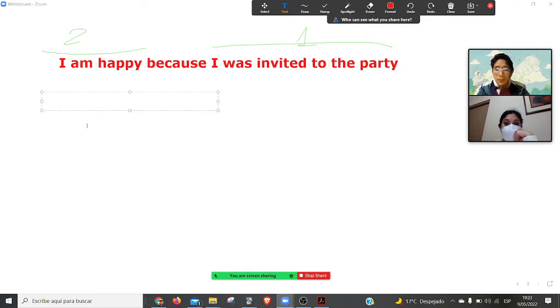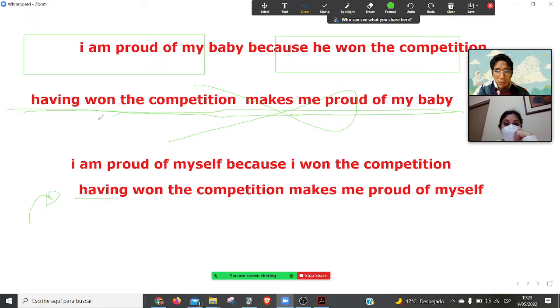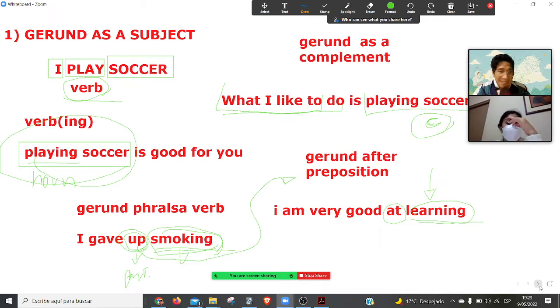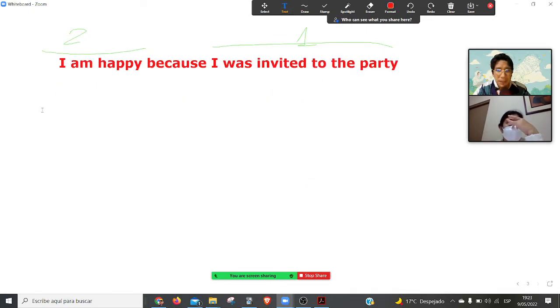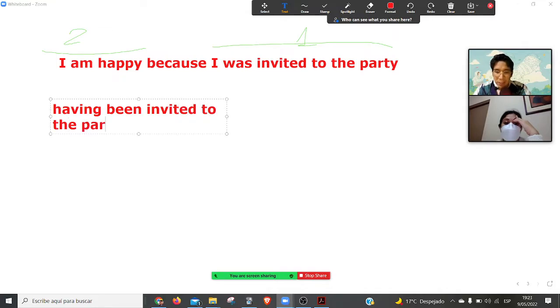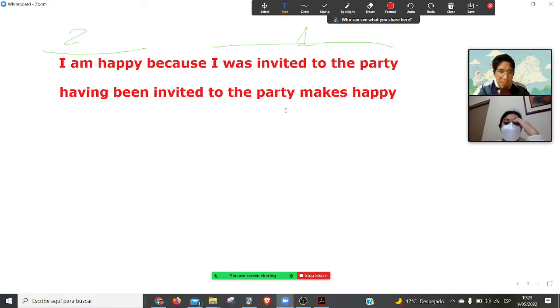Being invited. But do you remember what is the structure? Having. It's always with having. Yeah, that is the structure: having plus past participle. But in this case you say having what? Having been invited. Pretty good. Having been invited to the party makes me happy. Okay, but you know, this is the most difficult sentence for advanced students.